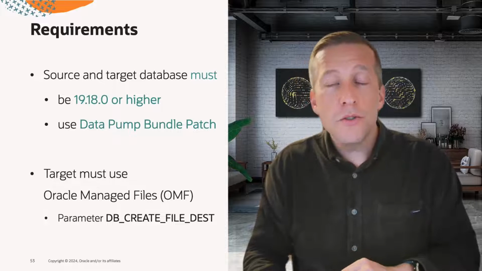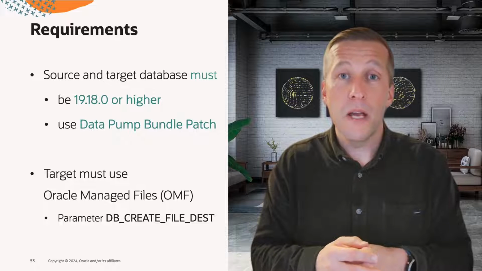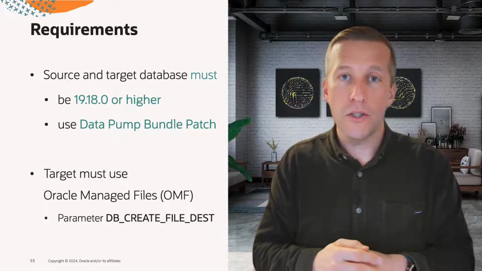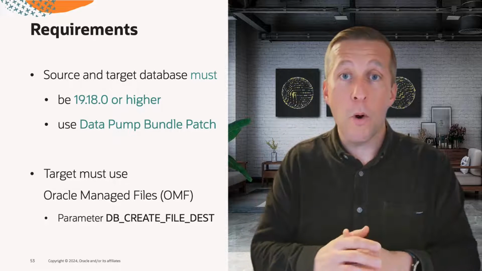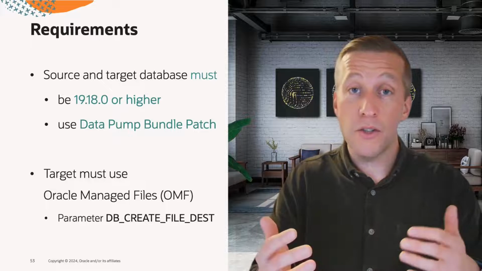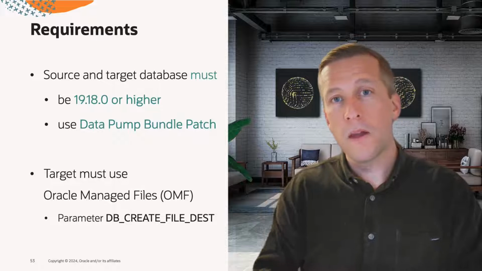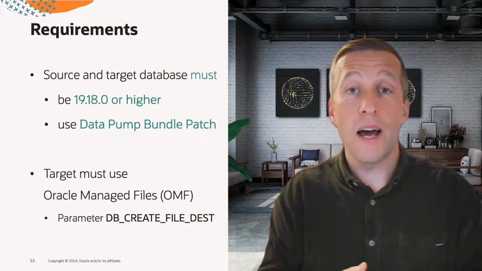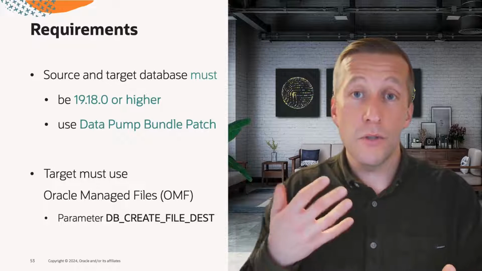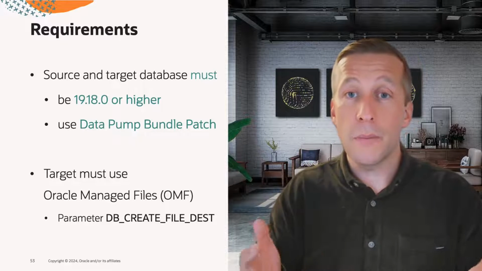But since we are using new shiny functionality, there is a requirement for the source and target database. They must be on 19.18 or higher with the data pump bundle patch installed. This is a strict requirement that your database must meet. If you have an older database, you must either patch or upgrade or use the former xTTS version 4 Perl scripts. To make it easy on the target side, the script relies on Oracle managed files. If you're using ASM, this is not a problem. But for databases that use a regular file system, you must ensure that you set db_create_file_dest to somewhere where the database can create files for you.